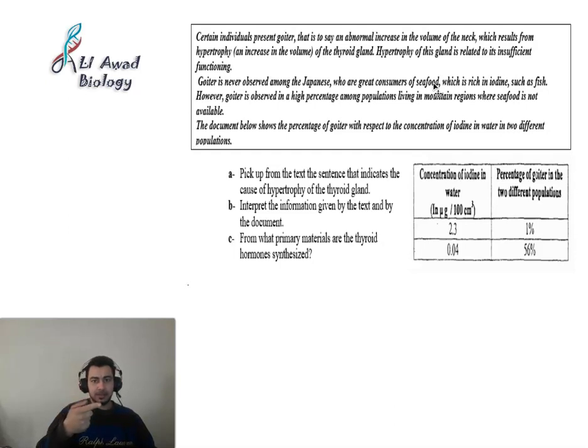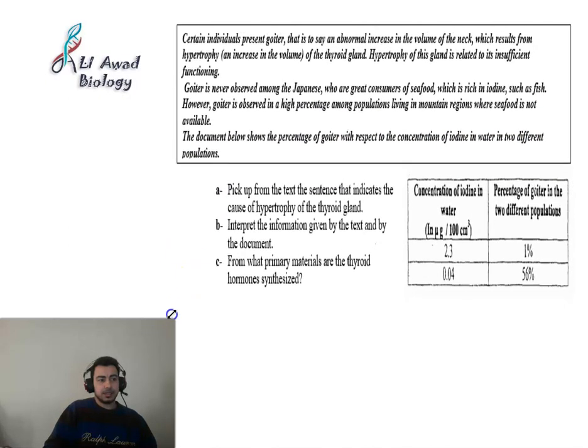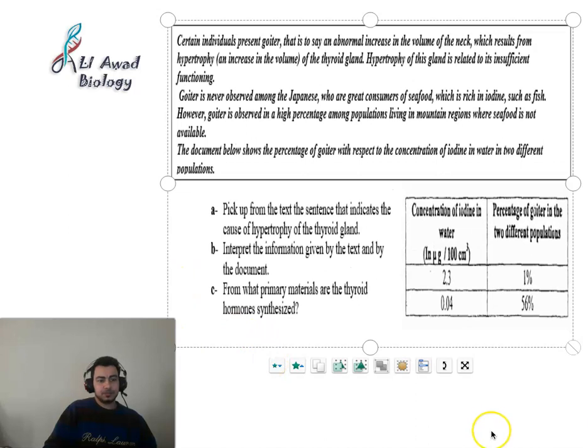Why? Because they consume a large quantity of seafood, which is rich in iodine, such as fish. However, goiter is observed in a high percentage among populations living in mountain regions where seafood is not available. The document below shows the percentage of goiter with respect to the concentration of iodine in water in two populations.